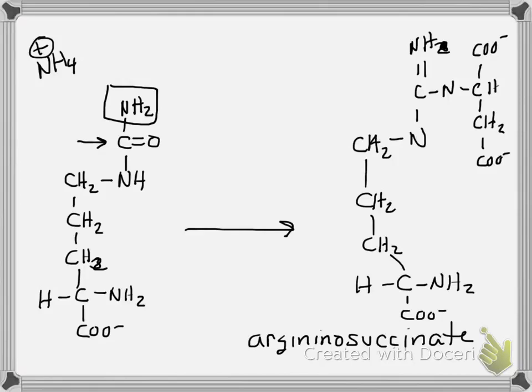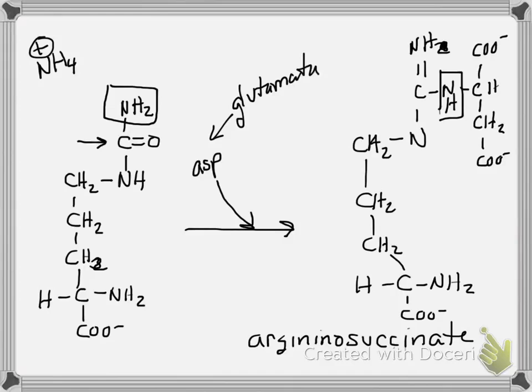Here is argininosuccinate. It's a very large structure, but now what we've done is we've added our next nitrogen. I should put hydrogen here, and then this nitrogen here comes from the introduction of aspartic acid. And remember, the aspartic acid came from a transamination reaction with glutamate. And then recall this nitrogen here came from carbamoyl phosphate. These two nitrogens here will be the backbone structure of urea.